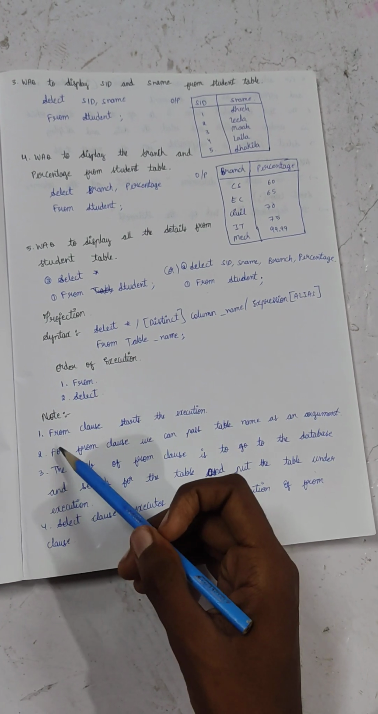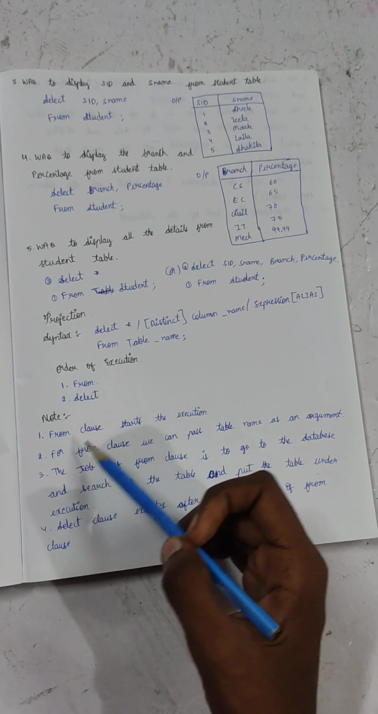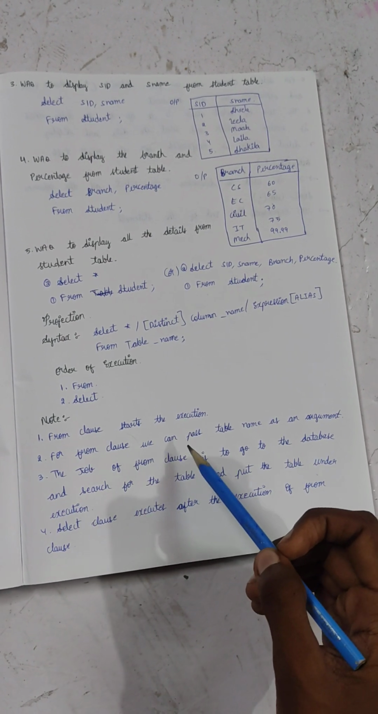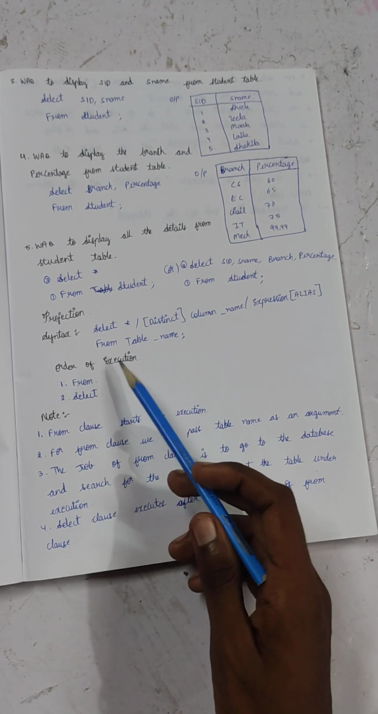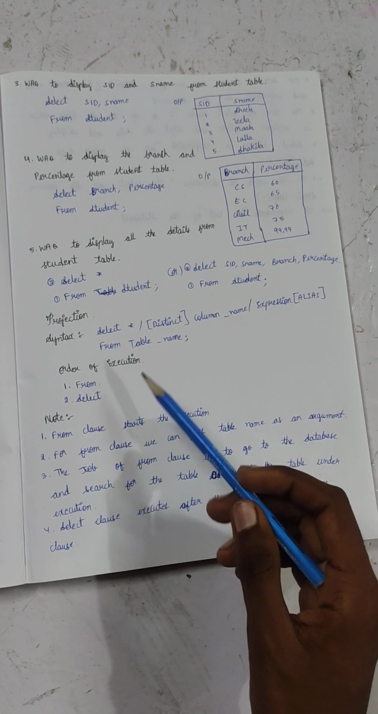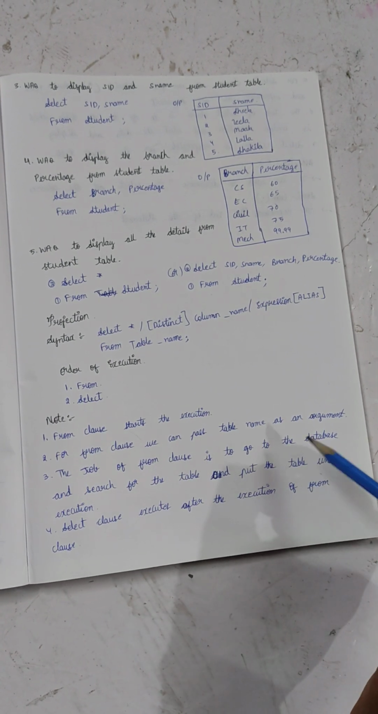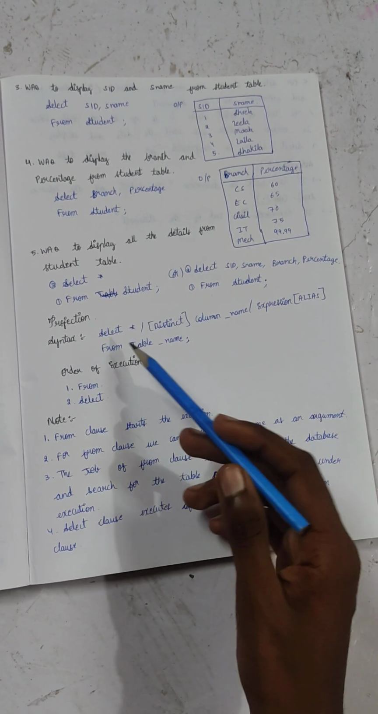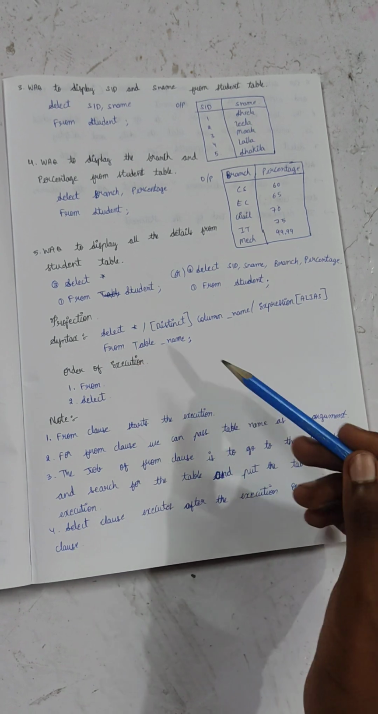Note, the from clause starts the execution. We will start from the from clause, and after that the execution will proceed. In the from clause we can pass the table name as an argument. We start by giving the table name. It will start from the from clause.